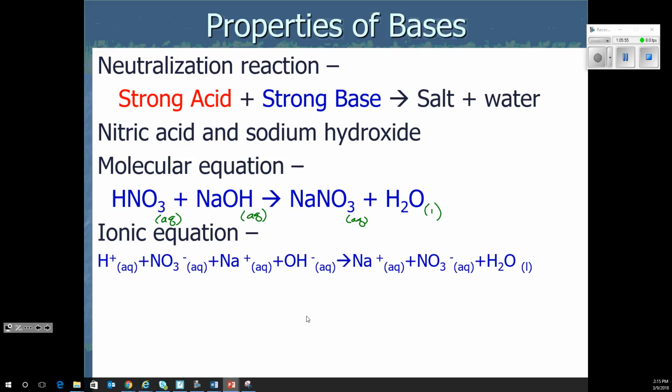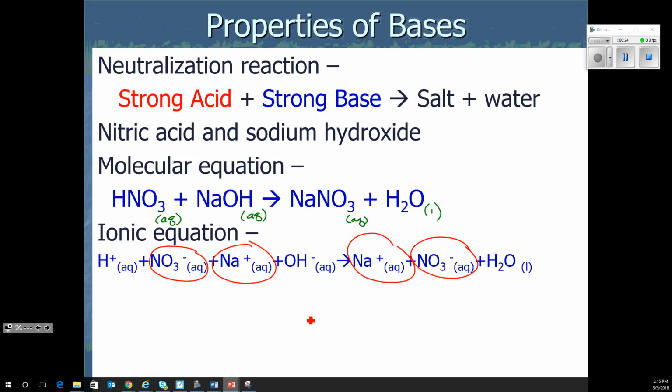So did you get this? That's the ionic equation. So what are my spectators? H, NO3 and Na, good. Those are my spectators. So I cut those out and I write my net ionic equation. Net ionic equation, write it down.